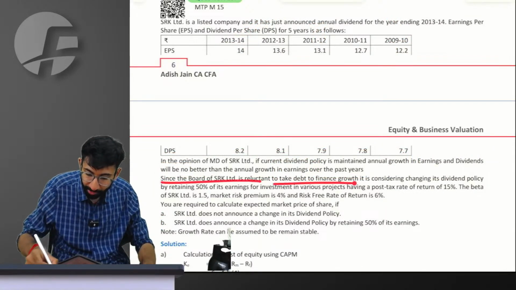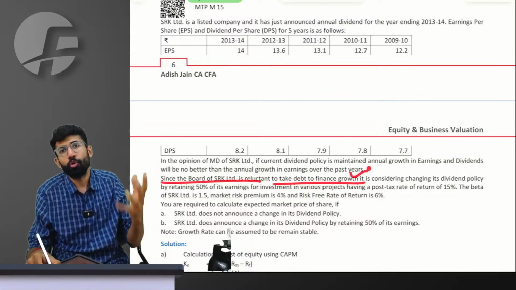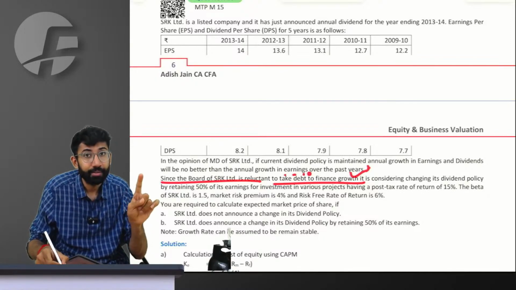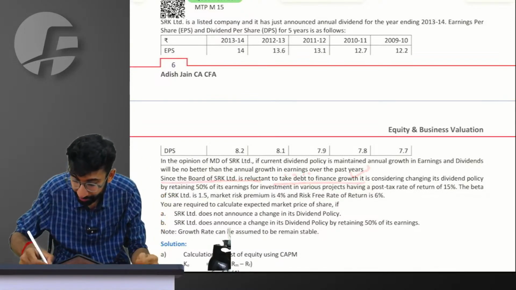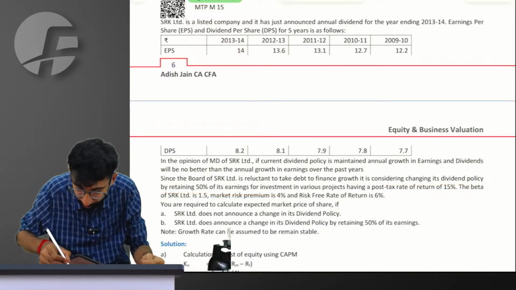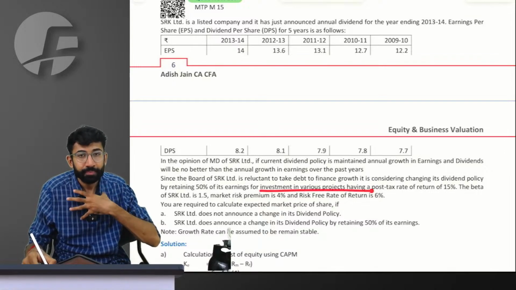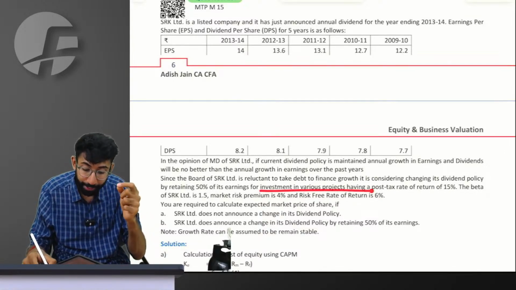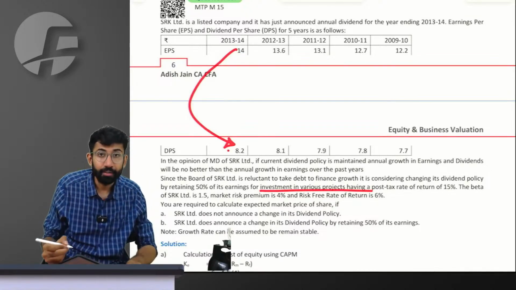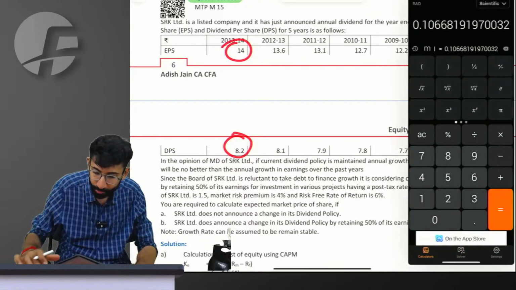Since the board is reluctant to take debt to finance growth, now since we want to grow, we would need more capital in the business, but we don't want to take the debt. We find it risky, right? It is considering changing its dividend policy by retaining 50% of its earnings for investment in various projects. I will retain, I'm now planning to retain 50%. How much was I retaining in the latest year?